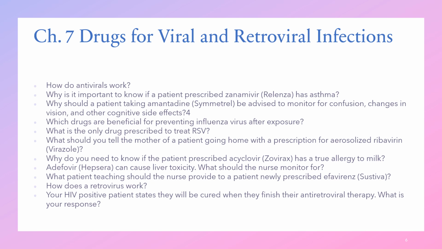Why is it important to know if a patient prescribed Relenza has asthma? We can see this on page 102 within table 7.1, antiviral drugs for influenza and the herpes simplex virus. Take a look at Relenza or zanamivir. It is a neuraminidase inhibitor. Look at the nursing implications. Before giving zanamivir or Relenza, ask patients if they have asthma, because this orally inhaled drug can cause bronchospasms.